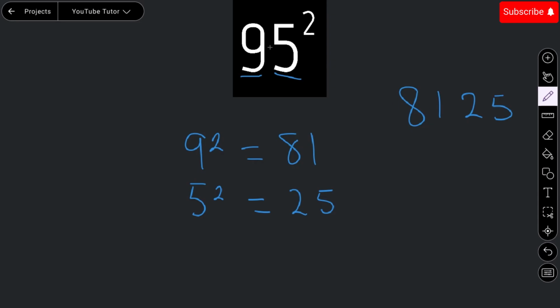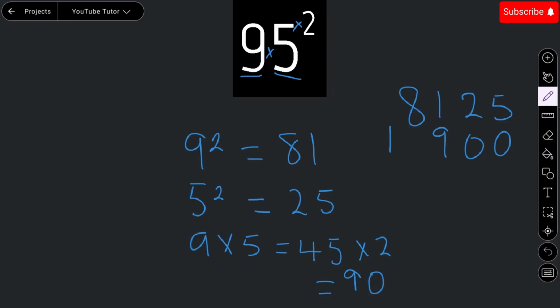Now the next is multiply this and multiply the exponent as well. So 9 times 5 clearly gives us 45. Then times the exponent, which is 2. So twice of 45 is 90. So we can write 90 here clearly and add a 0 at the end.